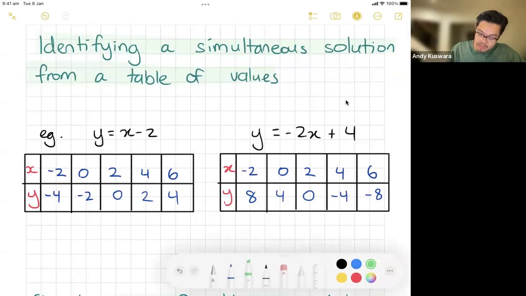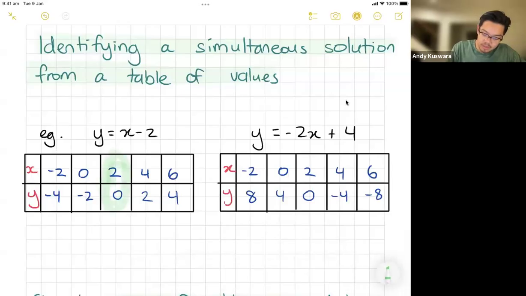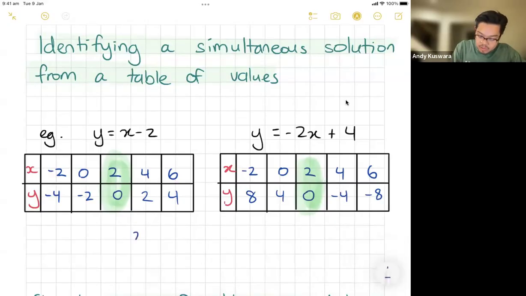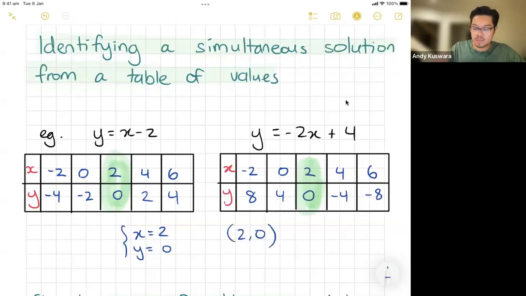Now, as you fill this out, I'm hoping you can see what's going on here. These are two different equations and two different tables of values, but they have the same point. For this one, the solution would be x equals 2, y equals 0. Or you can write it as a coordinate, which is always x and then y: (2, 0). Hopefully that makes sense. That's how you do it from a table of values.